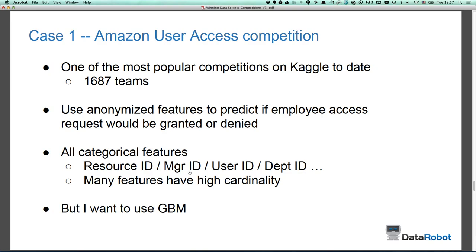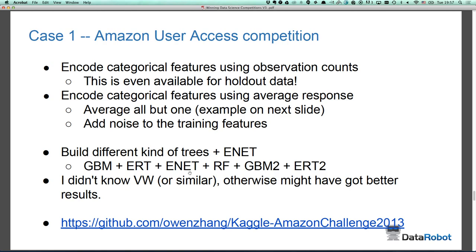But I want to use GBM, right? So this is where I convert all the categorical features into numerical. There are two ways that I use to encode the categorical feature into numerical. One is how many times that level appears in the data set. And you can do this for all your categorical features and all the interactions for categorical features. And then another one is to use the average response. So basically average Y for that level as a predictor. Here you have to do something slightly more complex than doing a straight average, because a straight average will lead to overfitting on thin levels. I will show an example on the next page.